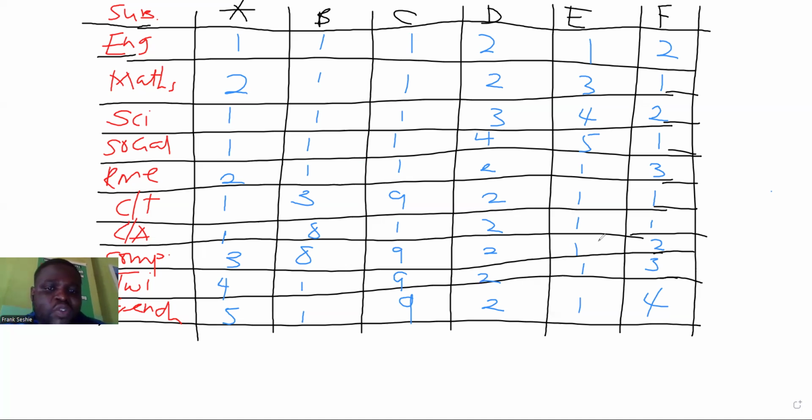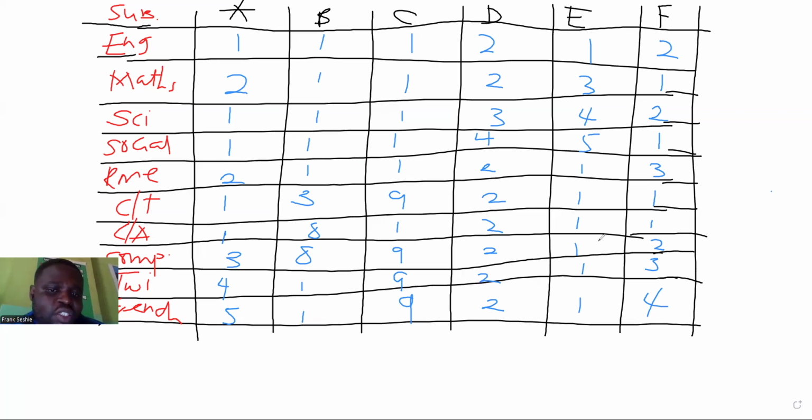And that is what we use to determine your aggregate score. So you can calculate your aggregate score yourself without stress. I have a sample of results for candidates A, B, C, D, E, and F, and I'll use that to explain how to calculate your aggregate score. Candidate A had 1 in English, 2 in Maths, 1 in Science, 1 in Social, 2 in RME, Creative Arts 1, Career Tech 1, Computing 3, P 4, and French 5.